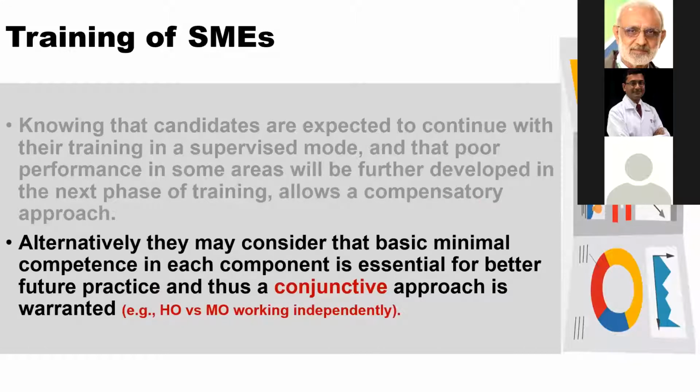Alternatively, they may consider that basic minimal competence in each component is essential for better future practice, and thus a conjunctive approach is warranted, which means that students must pass each station individually. So these approaches may differ, for example, in the case of a house officer who has still to undergo training versus a medical officer who would be working independently.